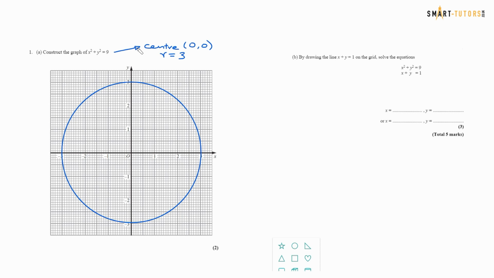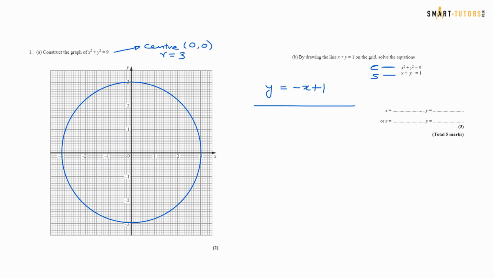Second part, by drawing the line x plus y equals 1 on the grid, solve the equation. This is a simultaneous equation with a quadratic. The first one is the circle and the second one is the straight line. How to draw a straight line? I'll rewrite it as y equals minus x plus 1.